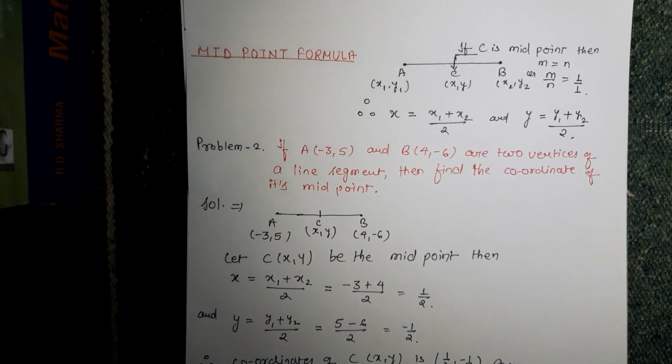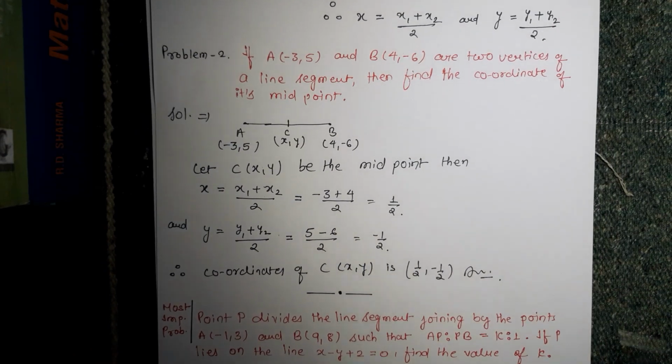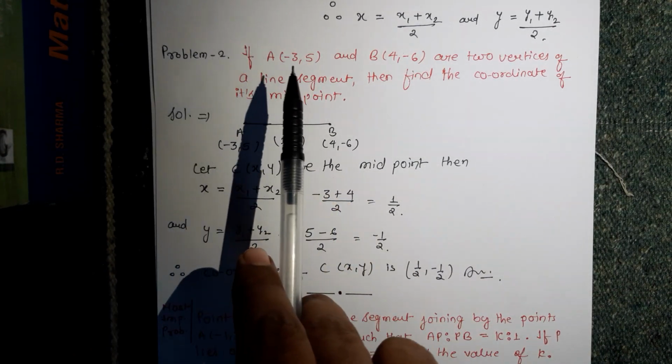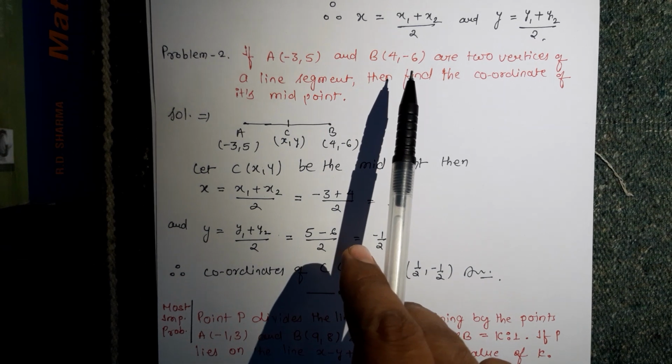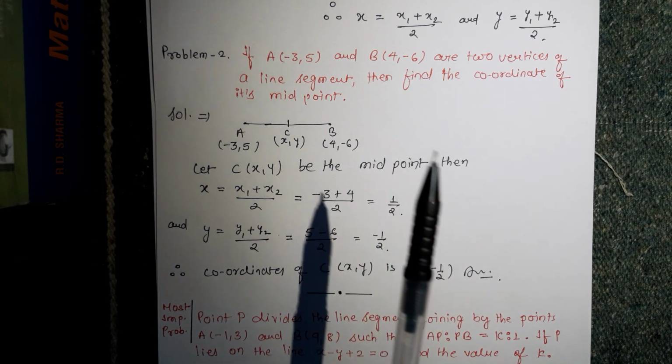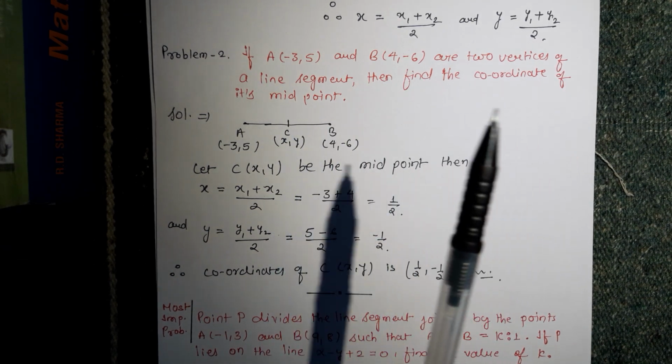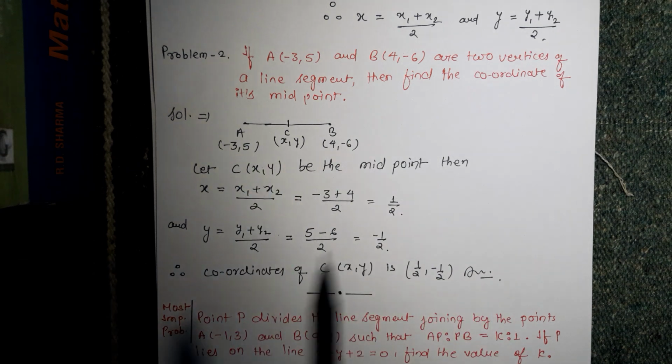Fine. Here is one sample problem for you. Suppose A is (-3, 5) and B is (4, -6), and these are the two endpoints of a line segment, and we need to find the coordinates of its midpoint.